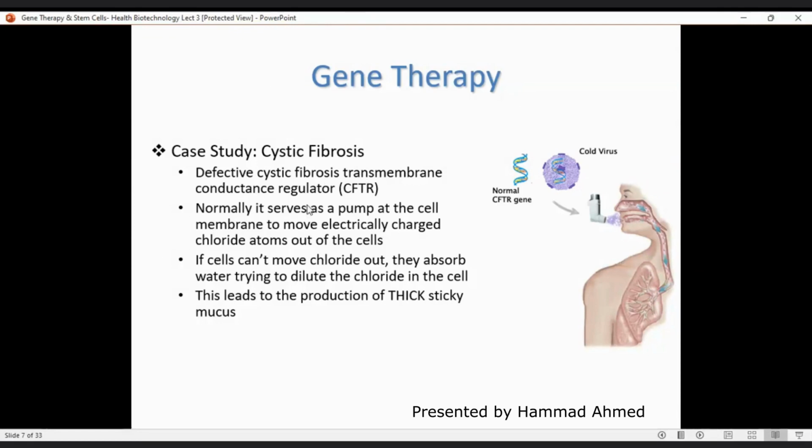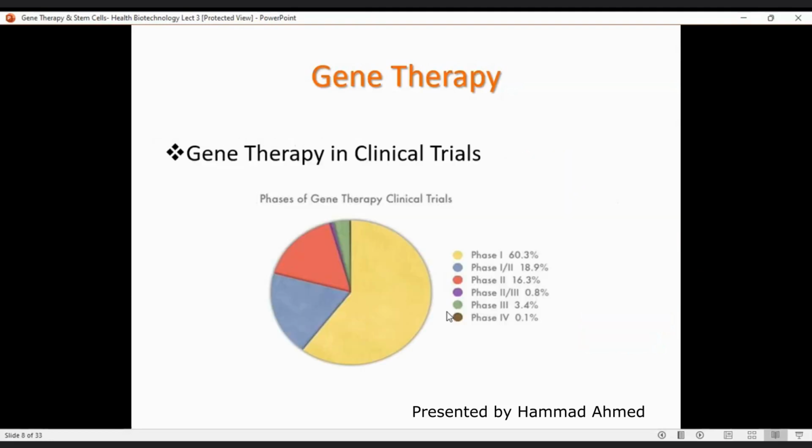And here we have some data from an online website. I took this data. It shows the gene therapy clinical trials performed in different eras. These are in phase 1, 60.3%, 18.9%, something like that.